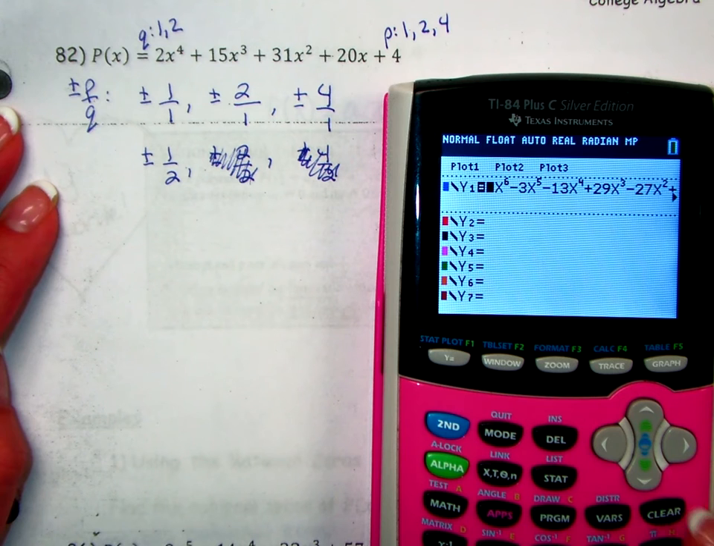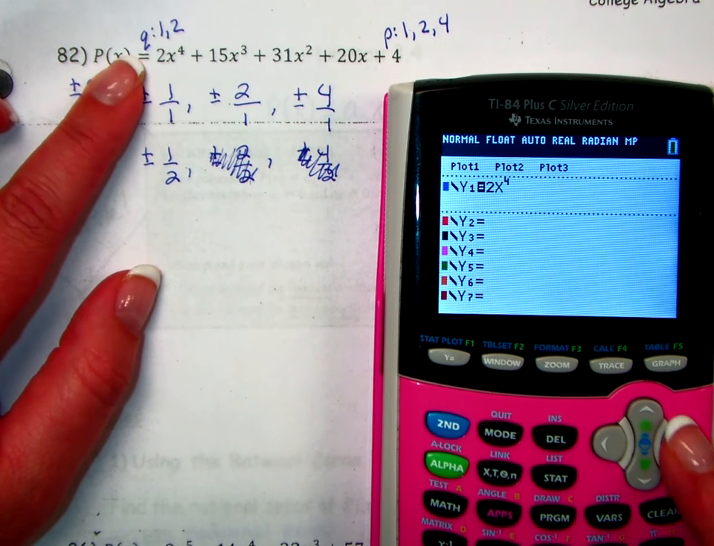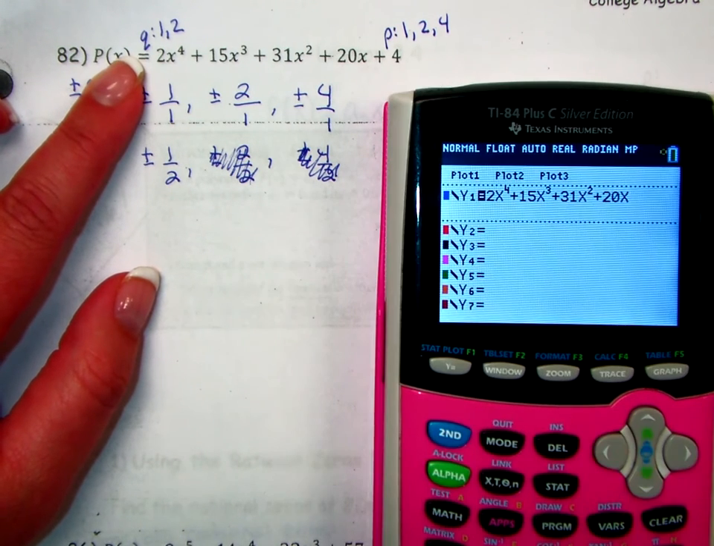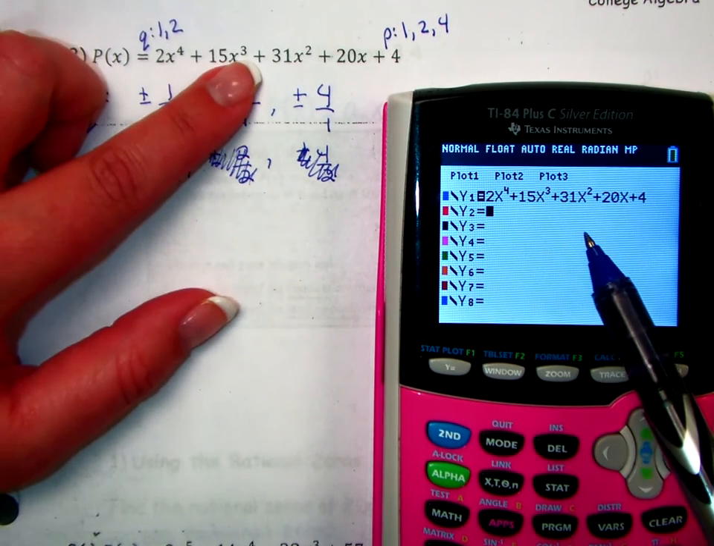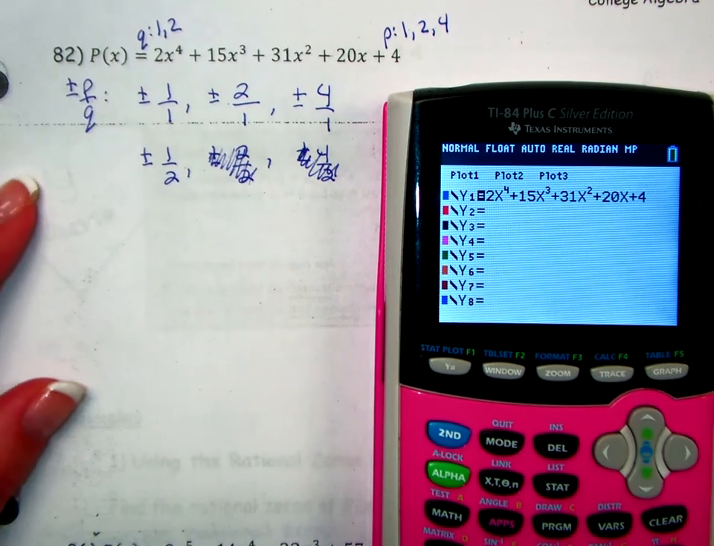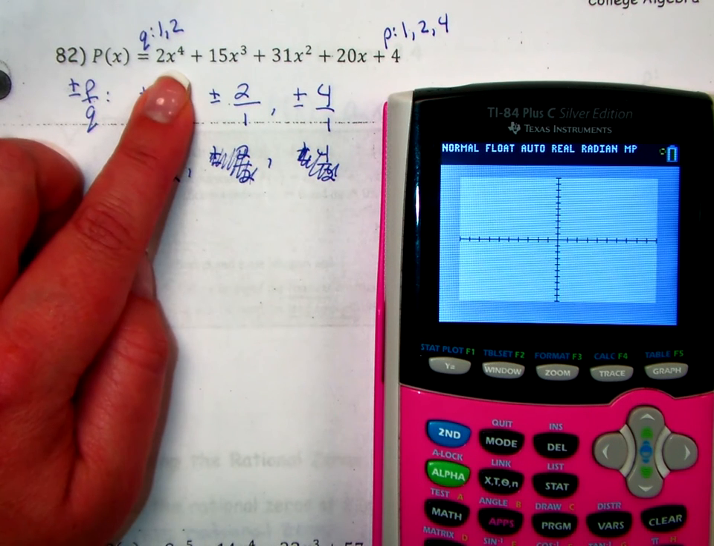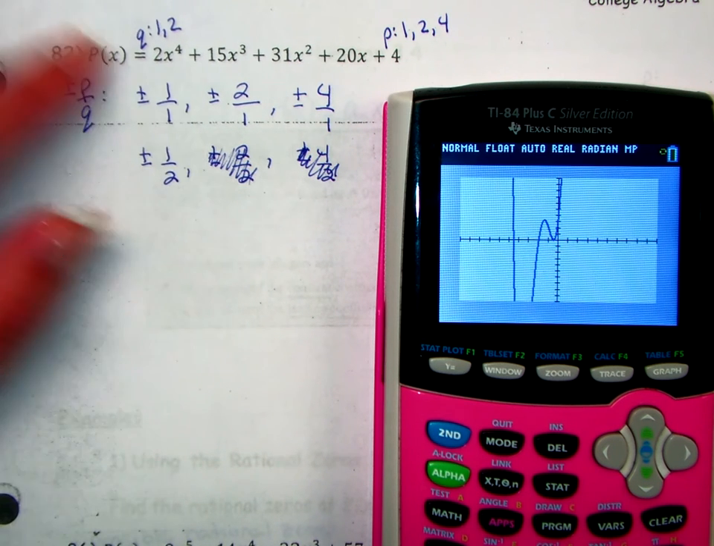So y equals, let's put the function in. And double check it real quick. All right, looks good. So I'm going to graph. Now keep in mind we have a 4th degree polynomial, so we would really like to see it touch across 4 times. If it doesn't touch across 4 times, then we have to do synthetic division.